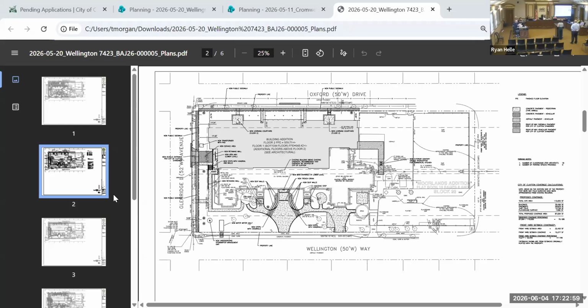So that's the maximum building height. Okay. The second variance we're requesting is the front yard setback requirement of 30 feet. Because of the location of the property, we have more than one front yard setback requirement.